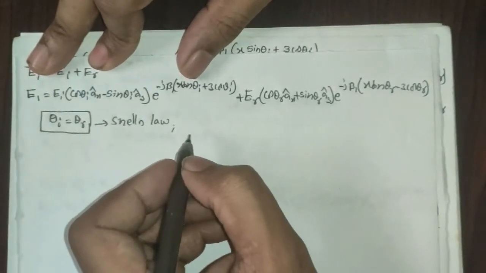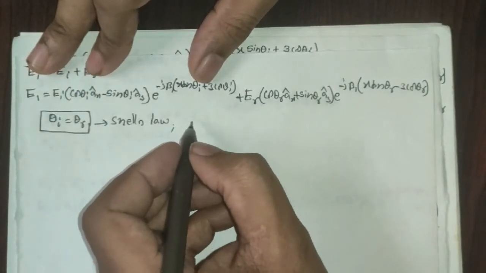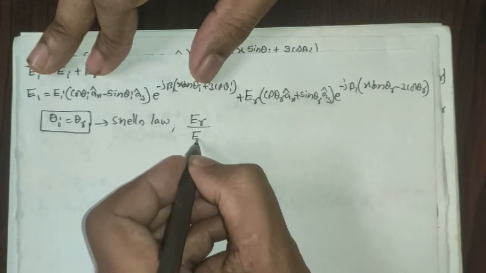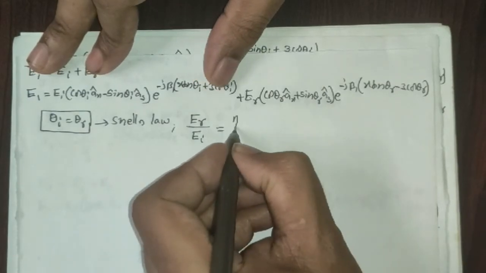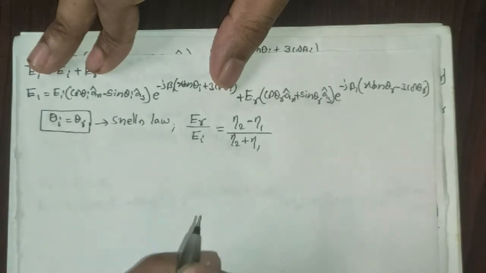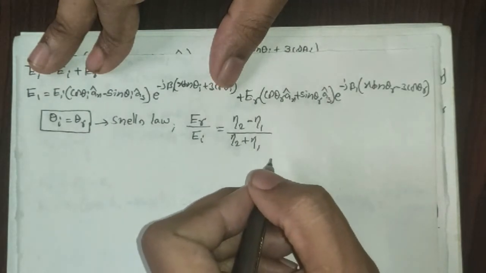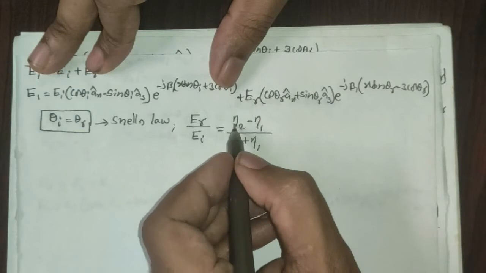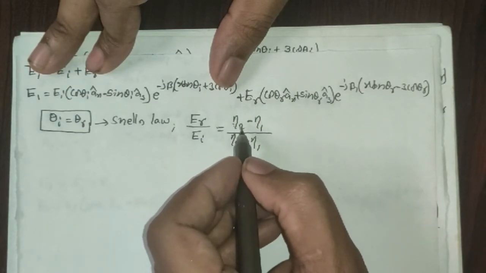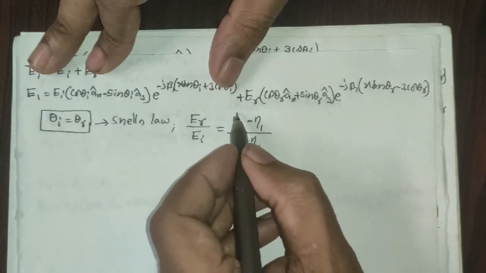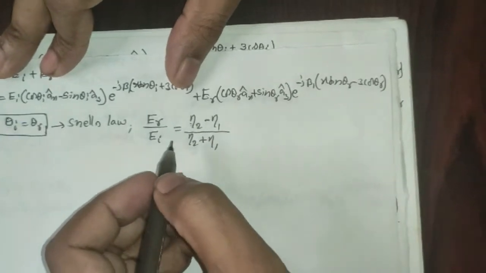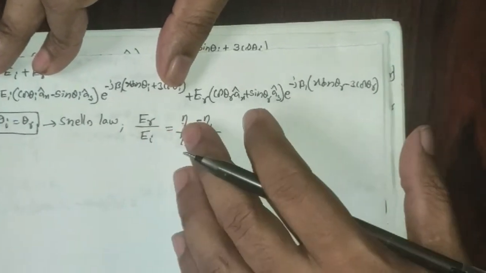And at the same time, you must apply the reflection coefficient formula, which is given by the ratio of reflected electric field to the incident electric field, which is given by eta 2 minus eta 1 divided by eta 2 plus eta 1. Since we are dealing with the conducting medium, eta 2 indicates the intrinsic impedance of medium 2. Since medium 2 is the conducting medium, eta 2 is said to be 0. That means for the conducting medium, its intrinsic impedance is assumed to be 0.